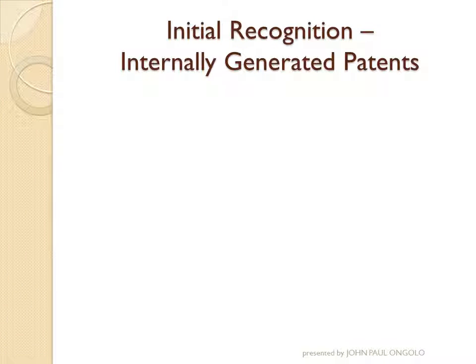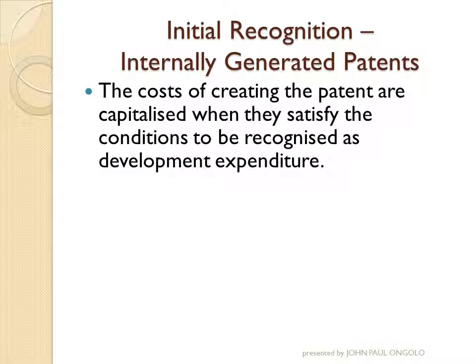So after having looked at purchased patents, we are then going to look at how to initially recognize internally generated patents. The costs of creating a patent are capitalized when they satisfy the conditions to be recognized as development expenditure. You may remember the conditions which we talked about in a previous video, which need to be satisfied to recognize any expense as development expenditure. We have things like the technical feasibility of completing the project, the ability of the entity to complete the project, the intention of the entity to complete the project, and whether the entity has available resources, whether technical, financial, or human, in order to be able to complete or use the project. So when the cost of creating the patent satisfies the conditions to be recognized as development expenditure, they are then going to be capitalized.